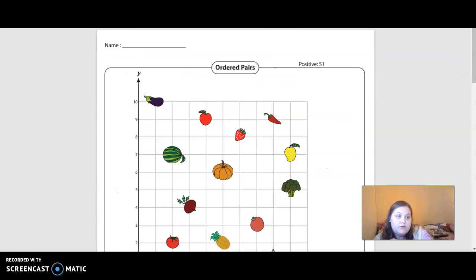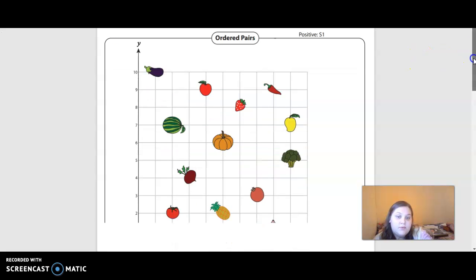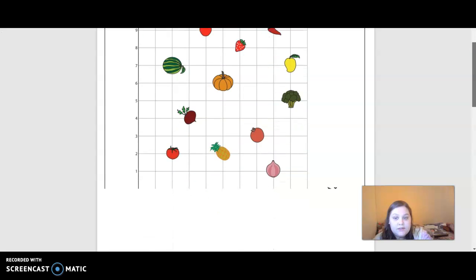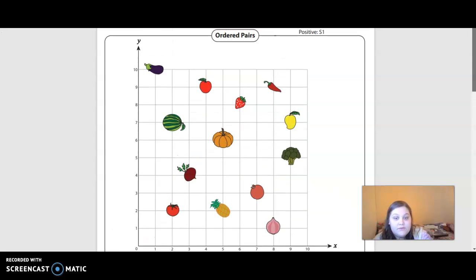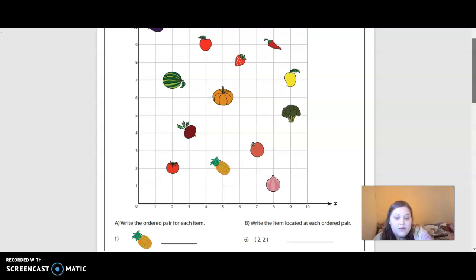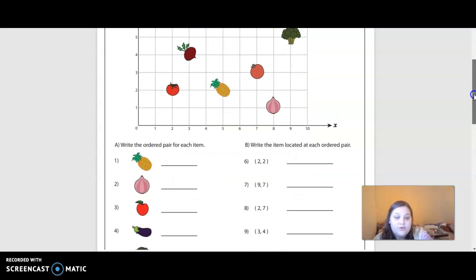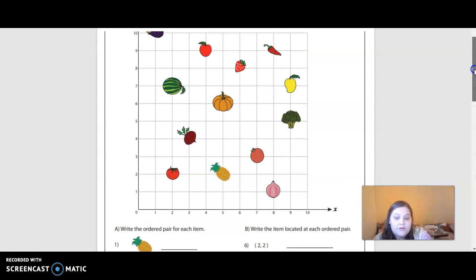Alright, so now we're going to go over the homework. This is also stapled into the packet that you've worked on today in class. You just have a big XY plane with a bunch of vegetables and fruit all over it. So you're just going to find where the coordinates of each fruit or vegetable are. So we're going to do the first one together, make it a little easier to understand.